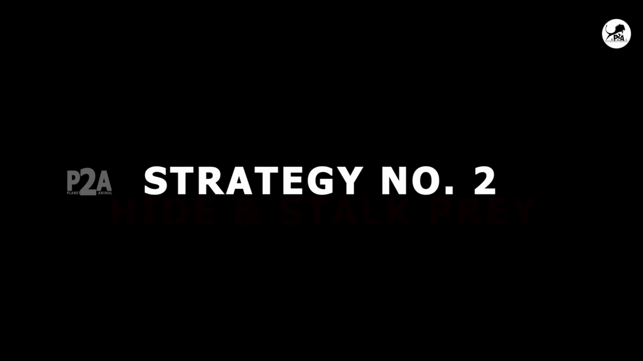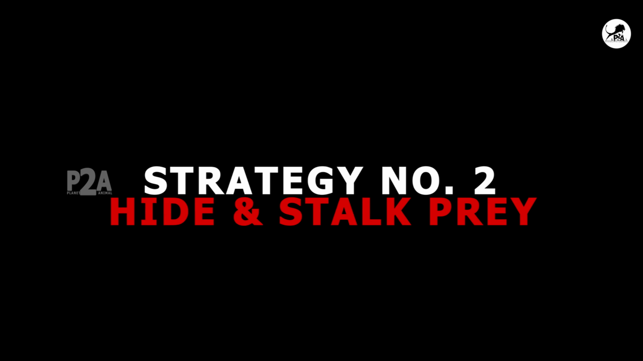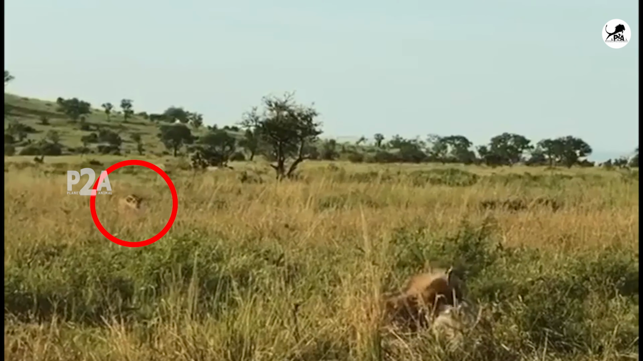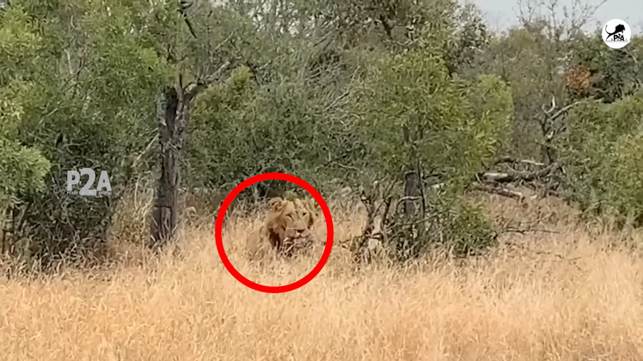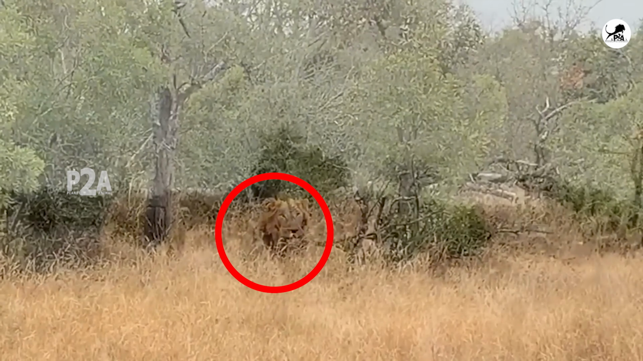Strategy number 2. Hide and stalk prey. After lion picks its prey, it hides at a distance and stalks its prey, as shown in this video, waiting for an opportunity and making sure that nothing goes wrong.